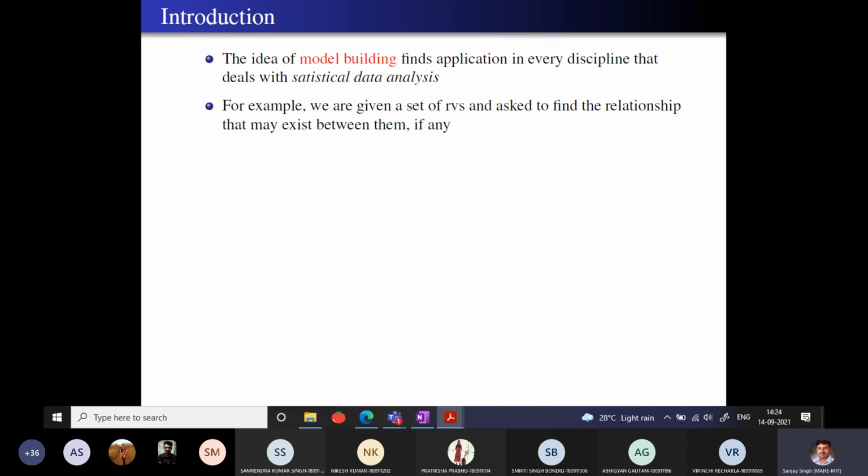For example, we are given a set of random variables and asked to find the relationship that may exist between them, if any. When I say random variables, that could be anything, but let's say a training set is there where three attributes are given and certain desired values are not given to you. And from one event to another event or many other events, you are not able to come out with a very clear-cut relation. So how do you go about this? If you want to find this kind of relation, what to do? Then we'll do regression also.